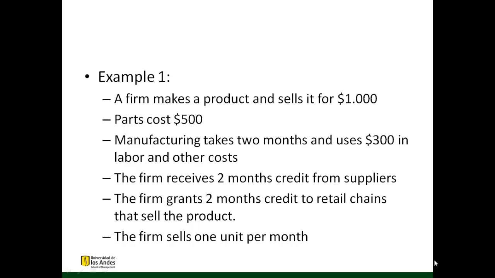These are the conditions that we will have to take into account for the example. The firm makes a product and sells it for $1,000. Parts that are acquired from suppliers cost $500. Manufacturing takes 2 months and uses $300 in labor and other costs. The firm receives 2 months credit from suppliers, and it gives 2 months credit to retail chains to sell the product. And the firm sells 1 unit per month. These are the elements that we need to build our cash flow in this very simple example.